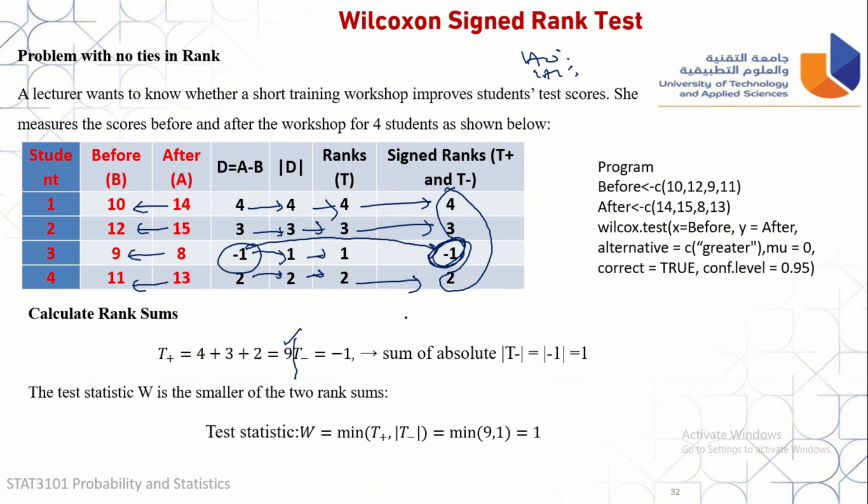What is T minus? That is the remaining one, which is only 1, so minus 1. The absolute rank is 1. So the test statistic is the minimum of the positive ranks sum and the absolute negative ranks sum. The first answer is 9, the second is 1, and the minimum value is 1. Usually they will give you the critical region value over here. The critical value is 0. So 1 is greater than 0, and then you can write the remaining calculations.